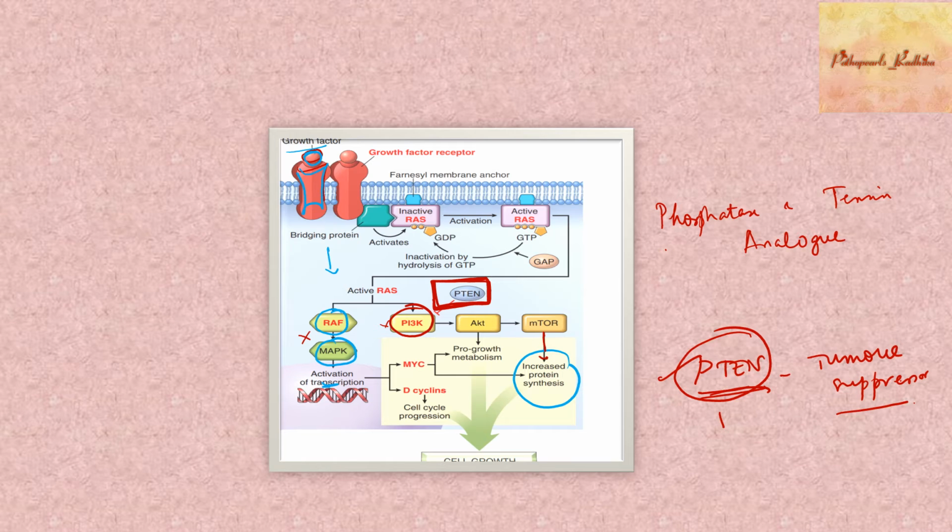Where is it located? It's located on chromosome 10q. Remember 10. Whenever you have a mutation in the PTEN gene, you can have a syndrome called Cowden syndrome. So remember, PTEN gene is located on chromosome 10q, 10 and 10. Here again you have 10 and then Cowden syndrome.